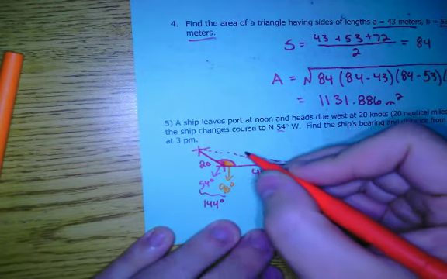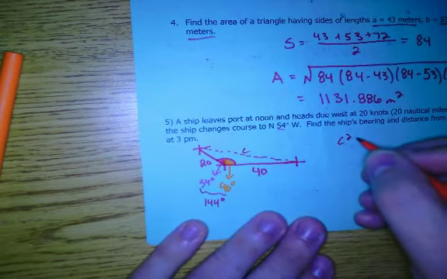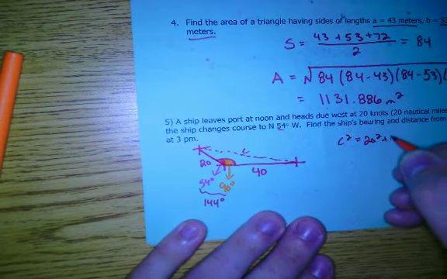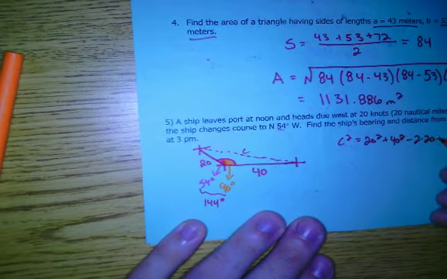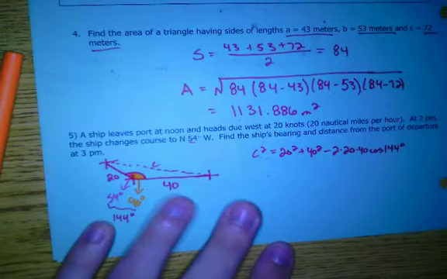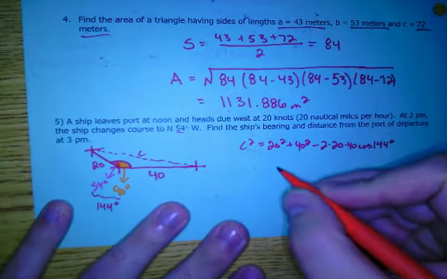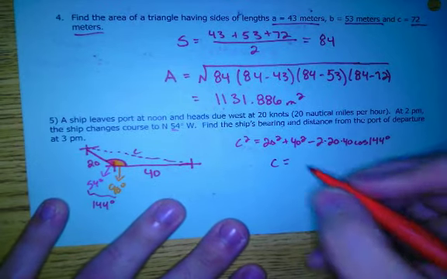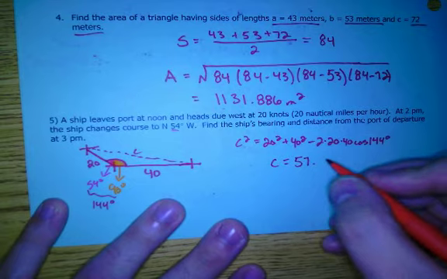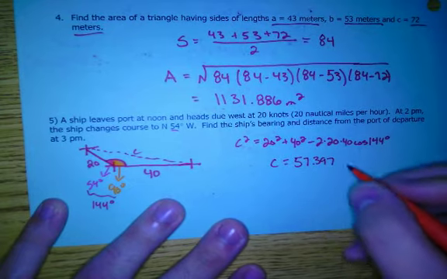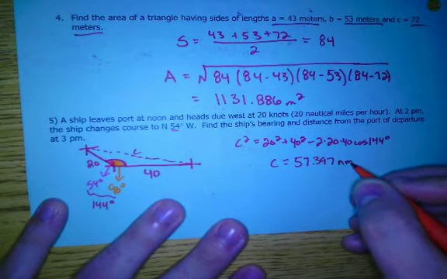144 degrees. So to find this length right here, I'll call that C. It's C squared equals 20 squared plus 40 squared minus 2 times 20 times 40 times cosine of 144 degrees. And this is just all from the formula. Now what we're going to do here is solve for C, and I'm just going to tell you that when we solve for it, it's 57.397 nm, nautical miles.